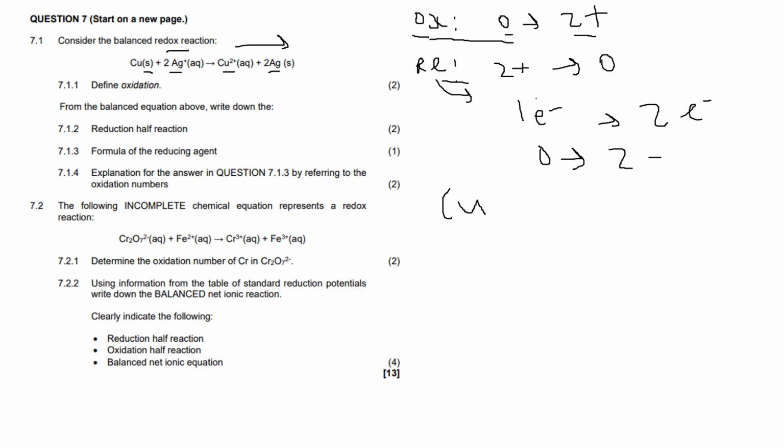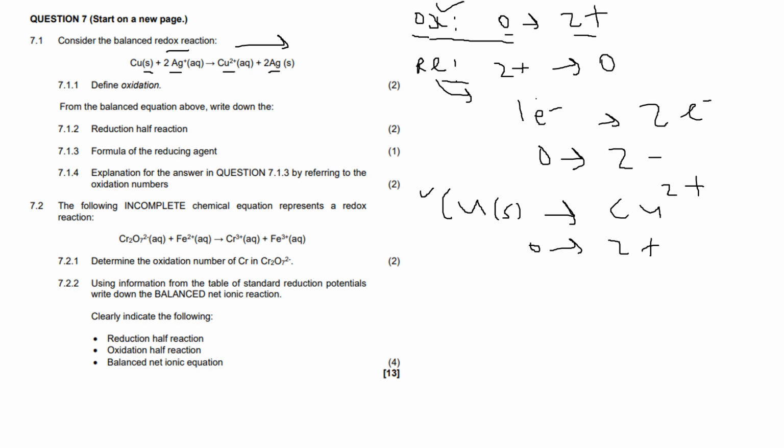Cu on the left is a solid, and on the right Cu is forming Cu2+. On the left there's no number, so the charge is 0, or neutral. On the right side it has a 2+ charge, meaning copper is going from 0 to 2+. And what do we know? If we go from 0 to 2+, you're undergoing oxidation. So copper is undergoing oxidation.